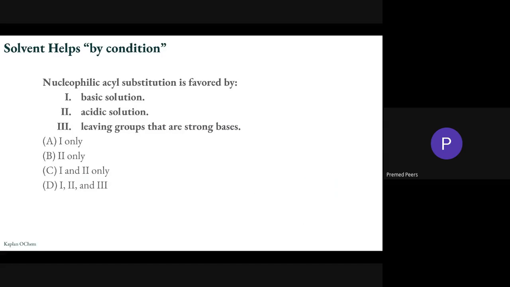Okay. So the next thing is the solvent again, whether the solvent helps by condition. Last time we went through specifically targeting the nucleophile. When the nucleophile has certain properties, we put them in a certain solution. It helps them with the nucleophilic substitution. So here is a question from the textbook, from the end of the chapter, just testing if you guys still remember that, okay?